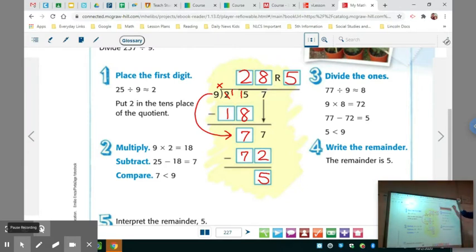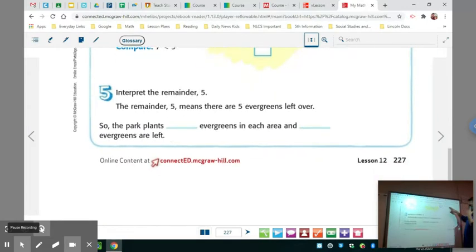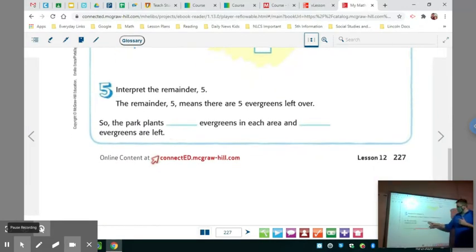Those are the little dots that we made that we couldn't put back into it, so we had those left over because you have to have equal amounts in it. So that's what those represent. So there's 28 in each area, and then there's 5 evergreens left over.